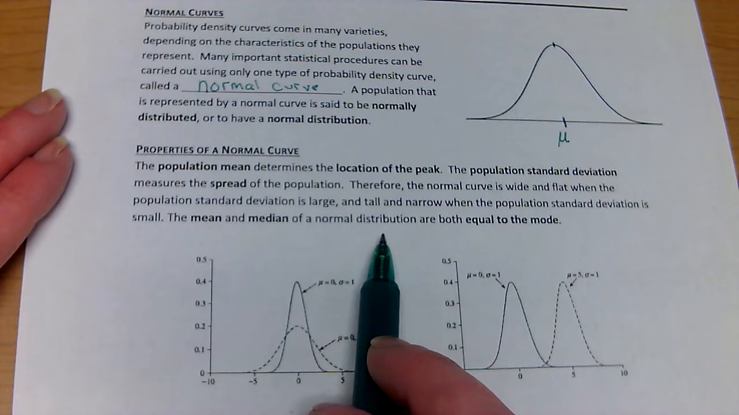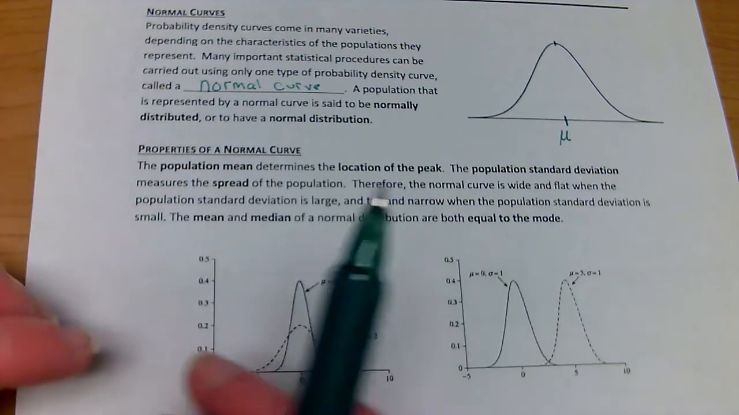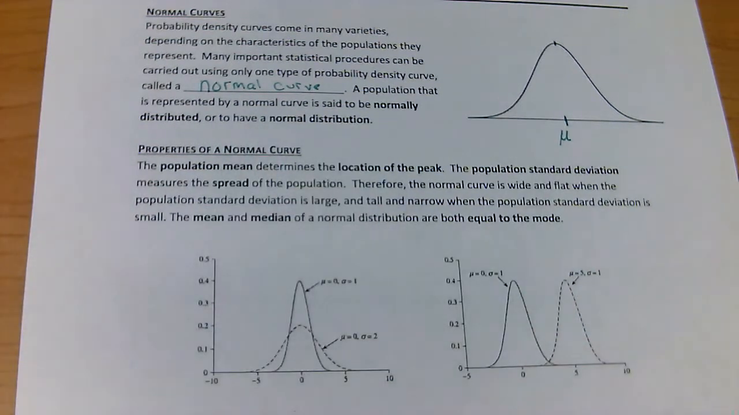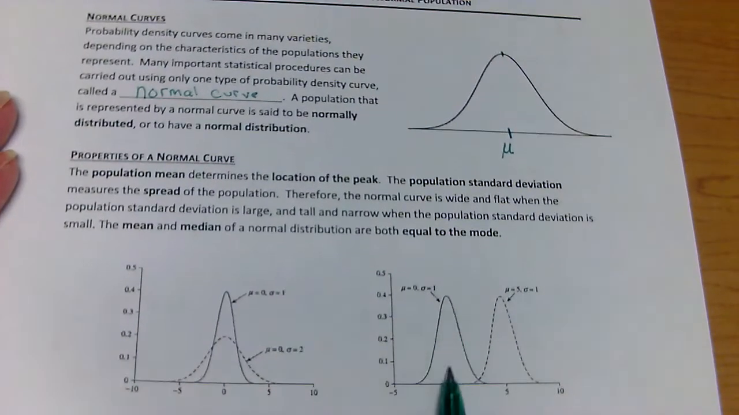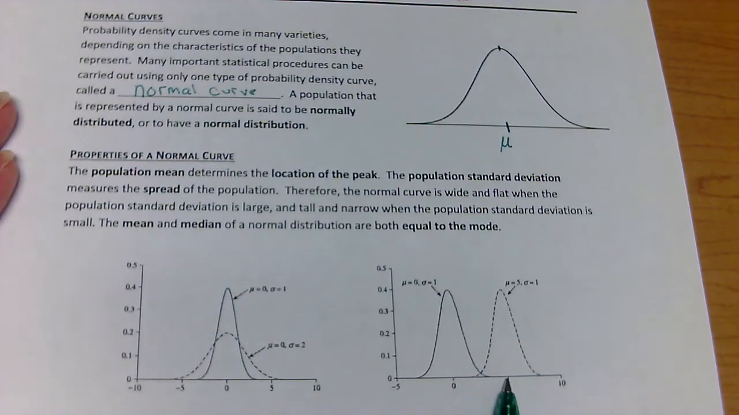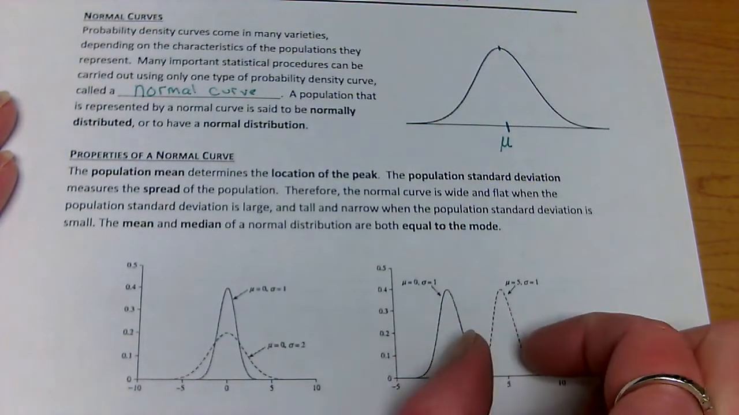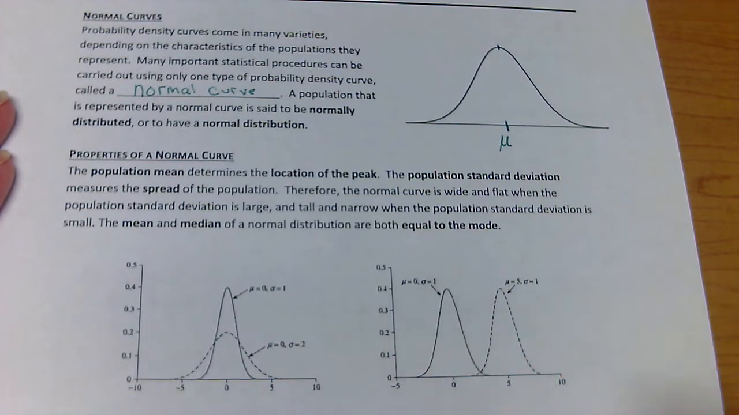Now, when we have a normal distribution, the mean and the median are both equal to the mode. Everything is perfectly symmetrical. That's really nice to know. Now, if we look at this other option, this one has a mean of 0 and a standard deviation of 1, and a mean of 5 and a standard deviation of 1. So notice that the width is the same. It's just centered around a different mean.